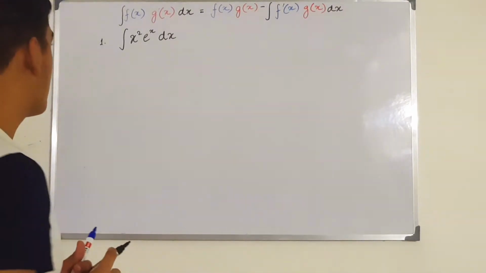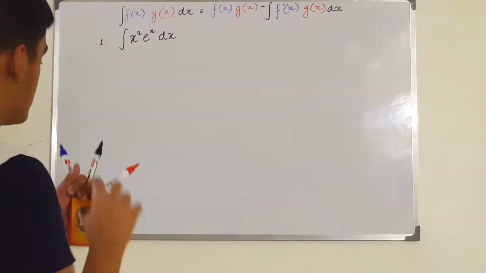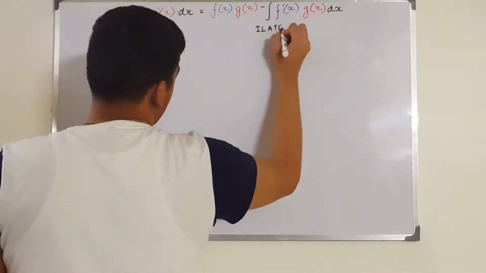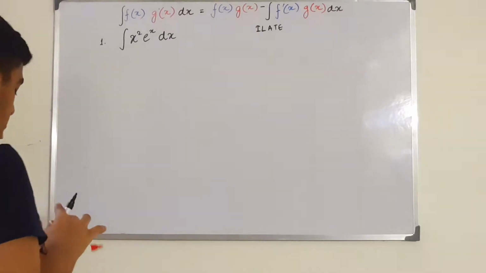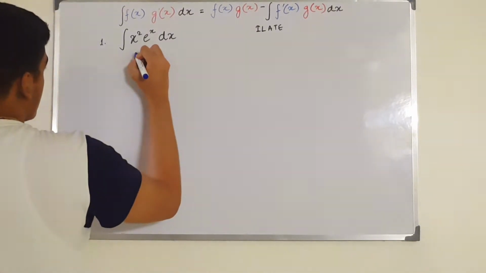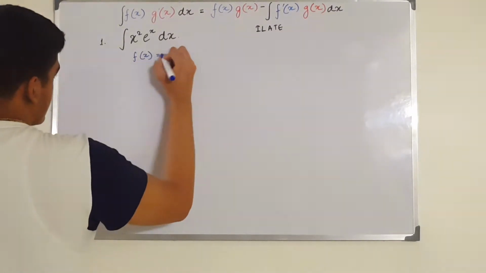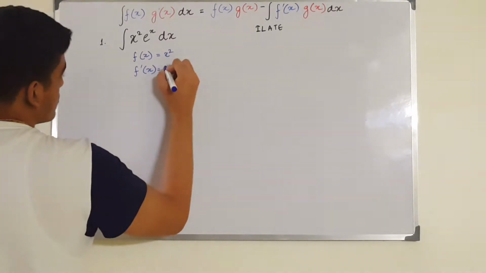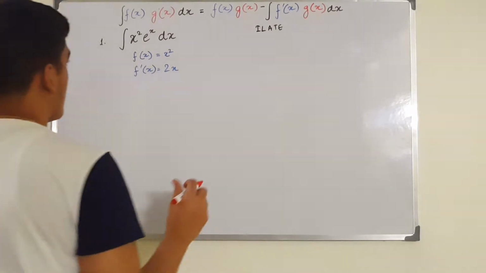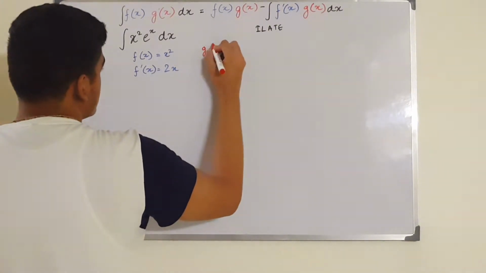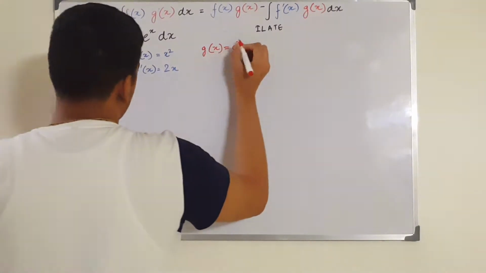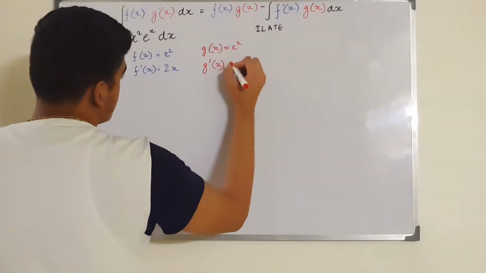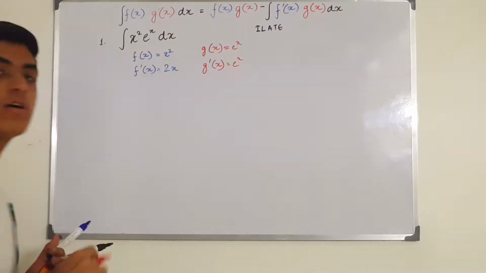Let's just focus on that for now. So according to the formula, x squared is f of x. f of x is equal to x squared, and therefore f prime x is equal to 2x, and g of x is equal to e to the power x, and therefore g prime x is also equal to e to the power x.